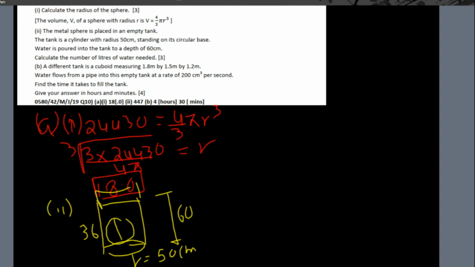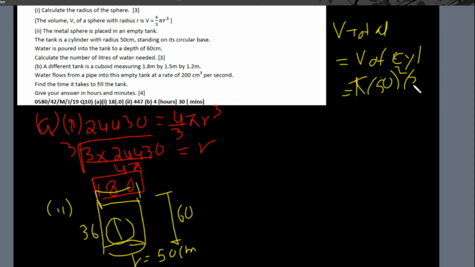So let's find total volume now. So total volume will be simply volume of the cylinder. That will be pi r square h. This would be equals to pi times 50 square times 36, gives us 7889.981 and so on.